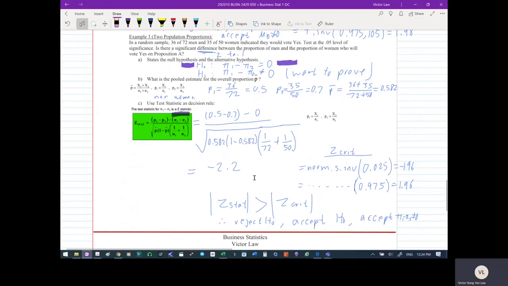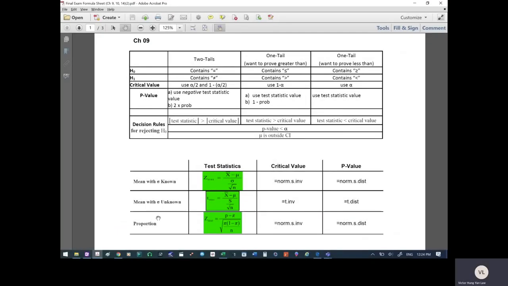Once we have Z statistics, then we can calculate Z critical. And we use the same formula as in chapter 9. So in chapter 9, we know that when we're dealing with proportion, when we're dealing with percentage, we use the formula for critical value, norm.s.inv. And we know that we're dealing with two-tailed testing. So for critical value, two-tailed testing, we use alpha over 2 and then 1 minus alpha over 2. Those are the 2 probabilities that we put into the norm.s.inv.